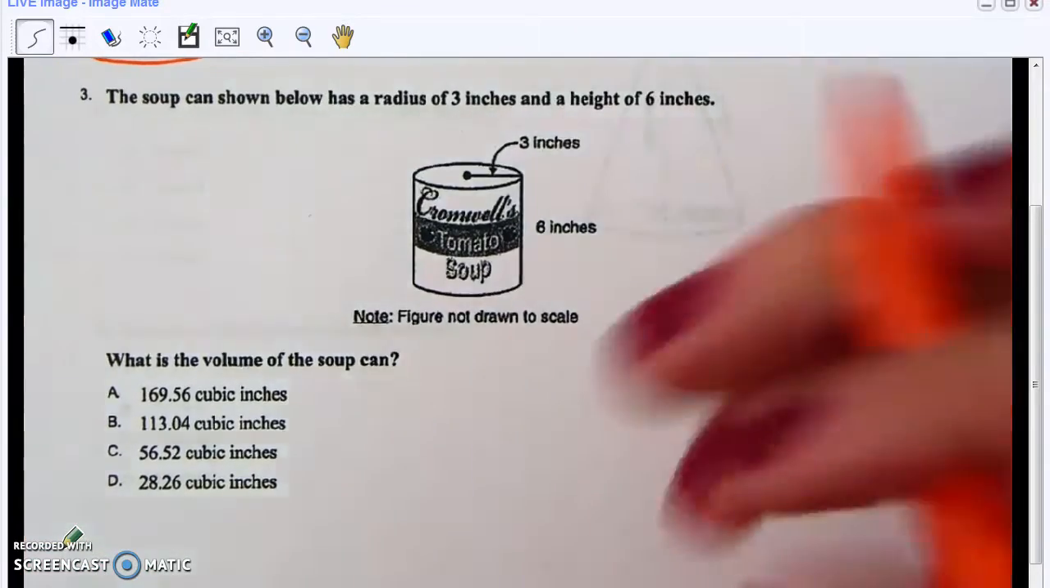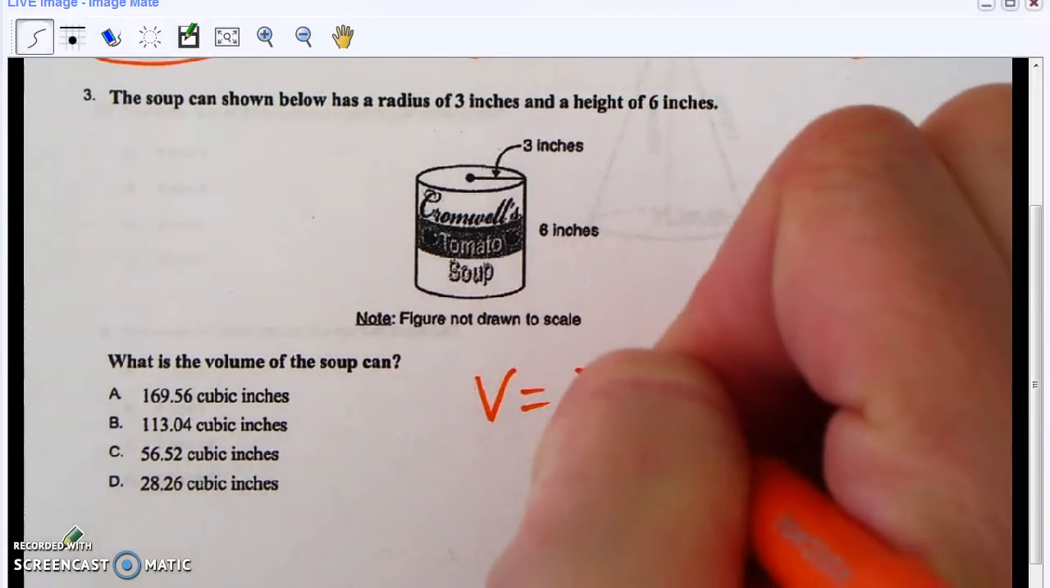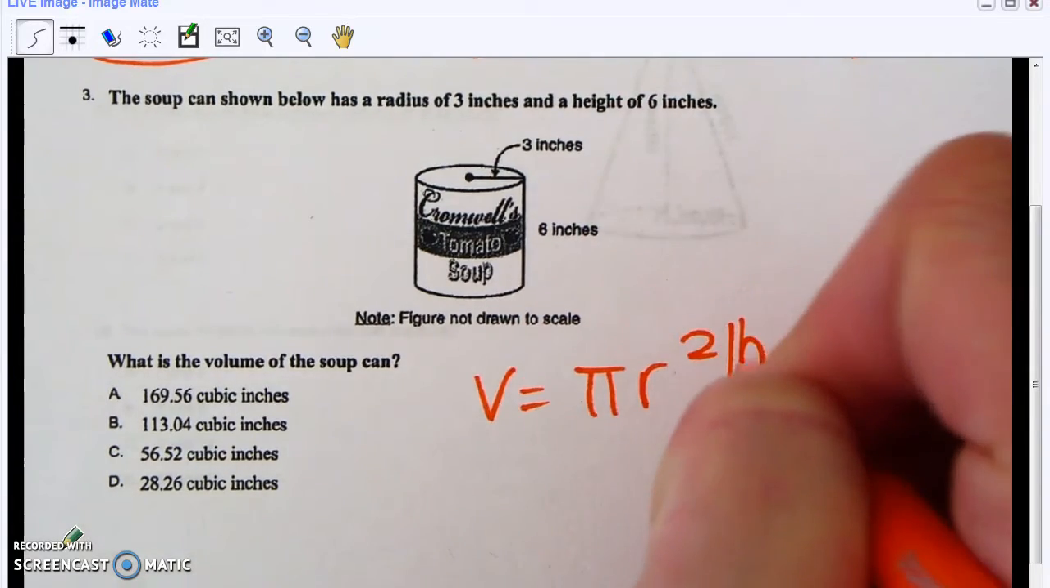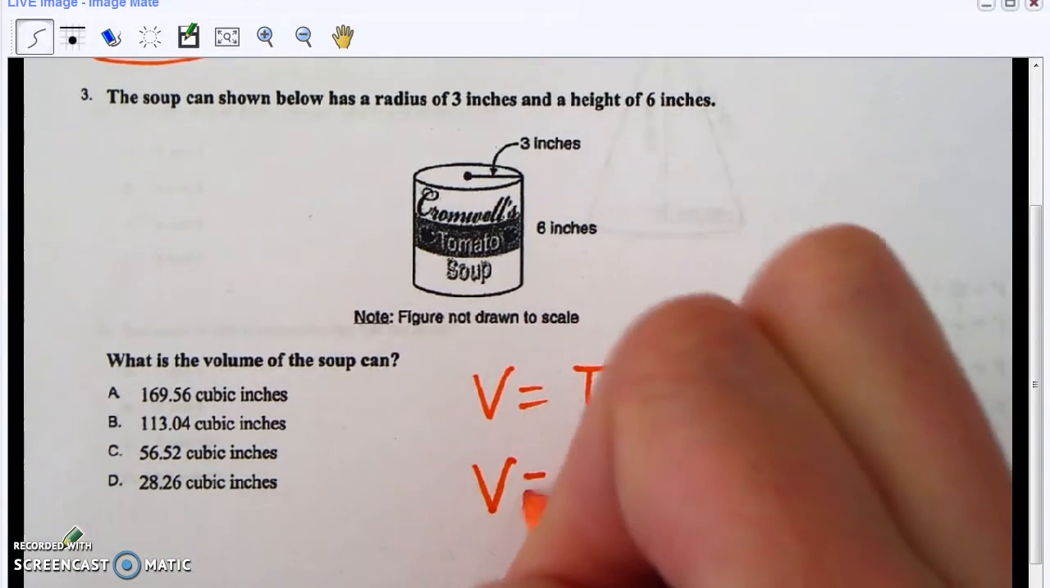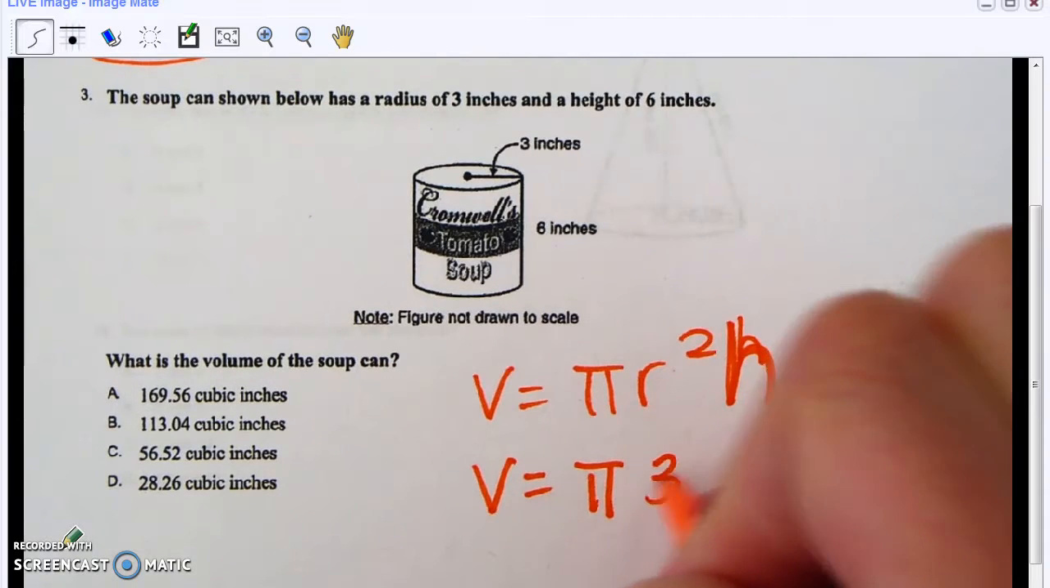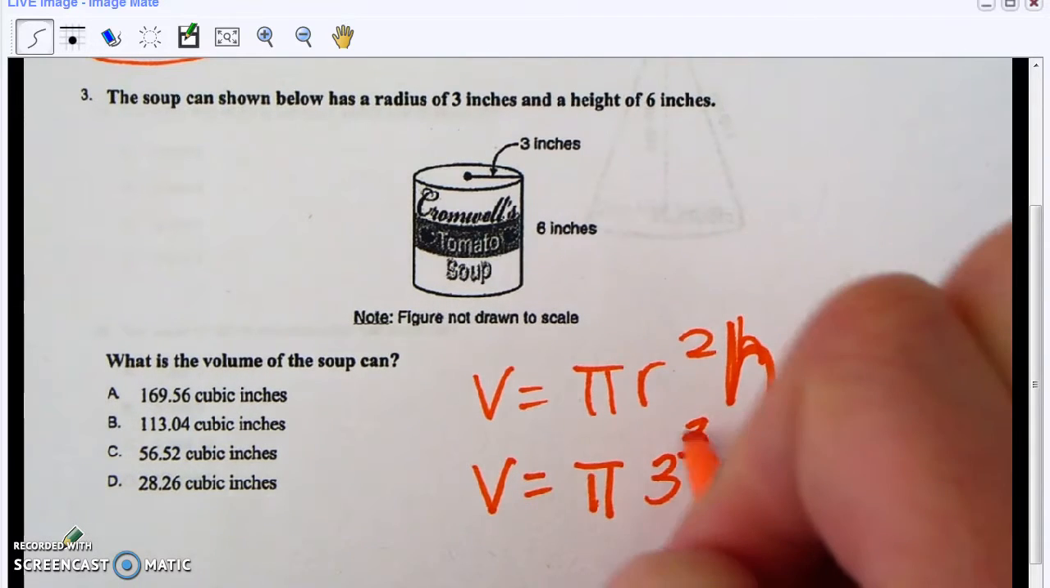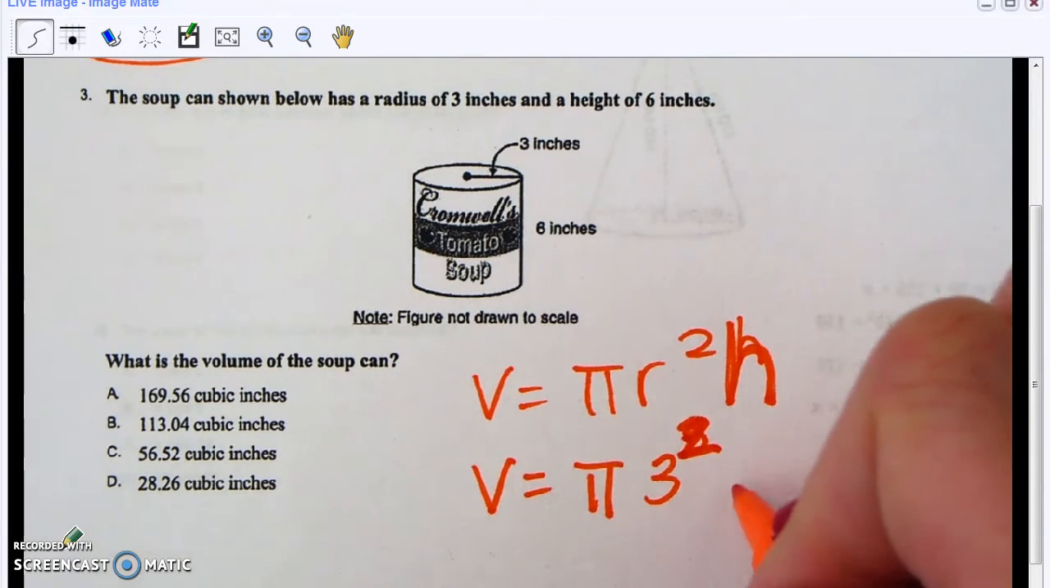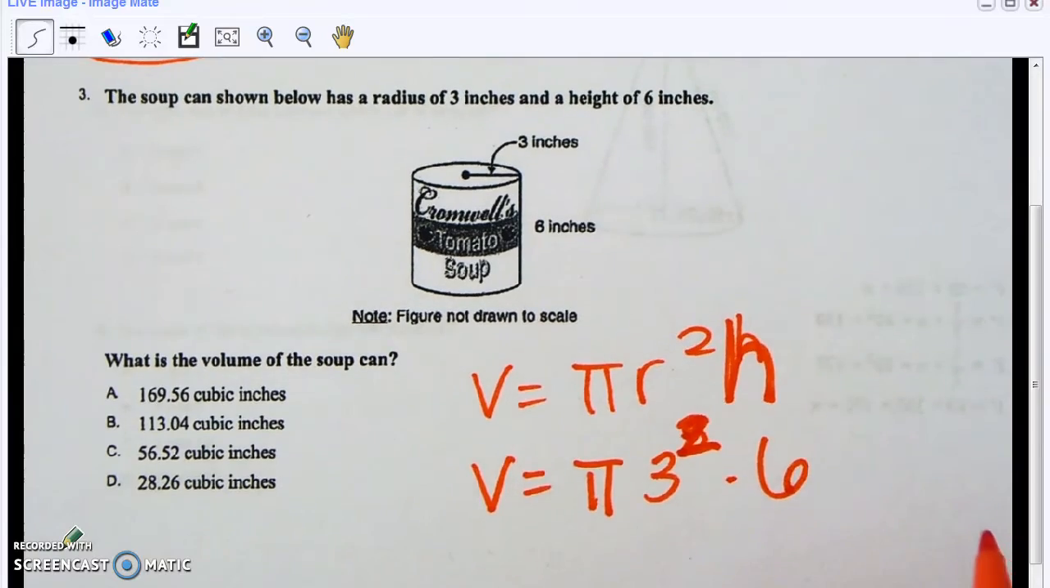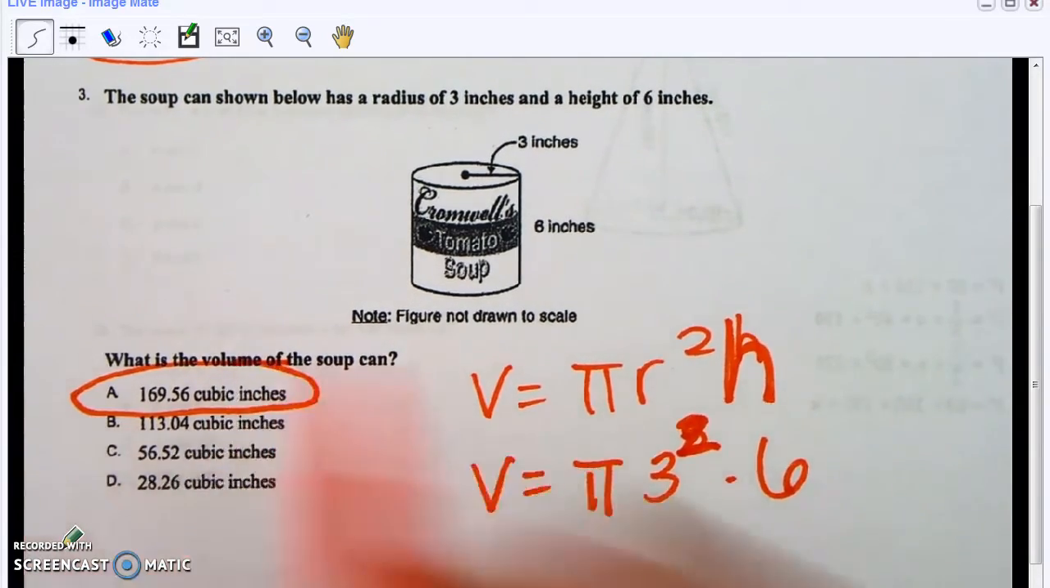The soup can is a cylinder, so I'm going to use pi r squared times the height. I see that the radius is 3 and the height is 6. When I type all those in my calculator, I get A.